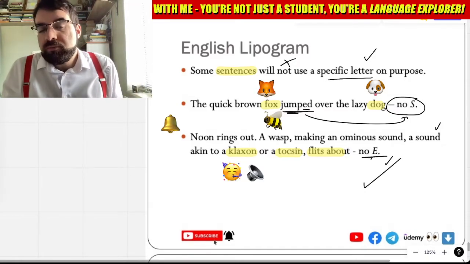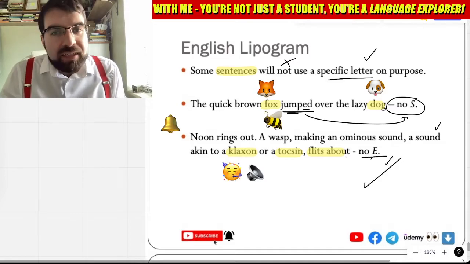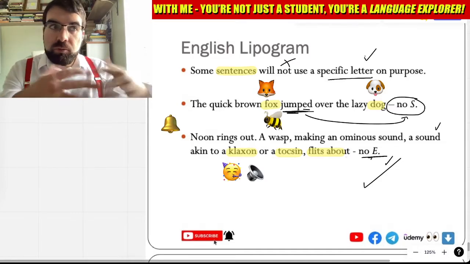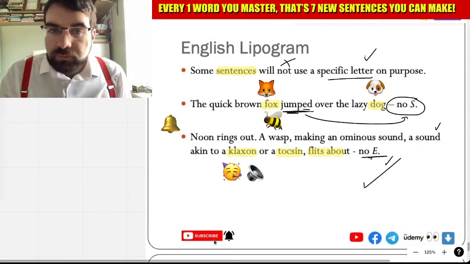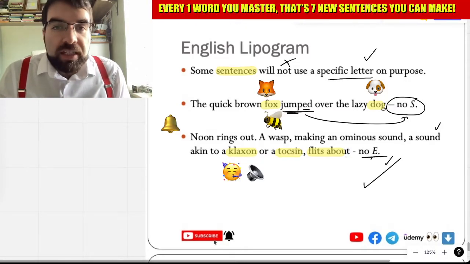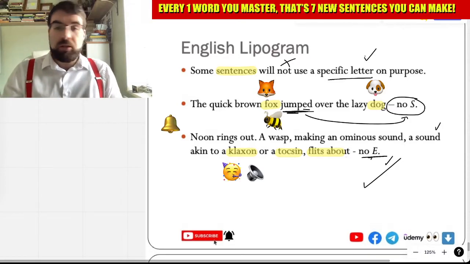So sometimes in English, we can get sentences that omit, remove certain letters. Why? Challenges, creativity, exploration, any particular reason. There's no reason not to.